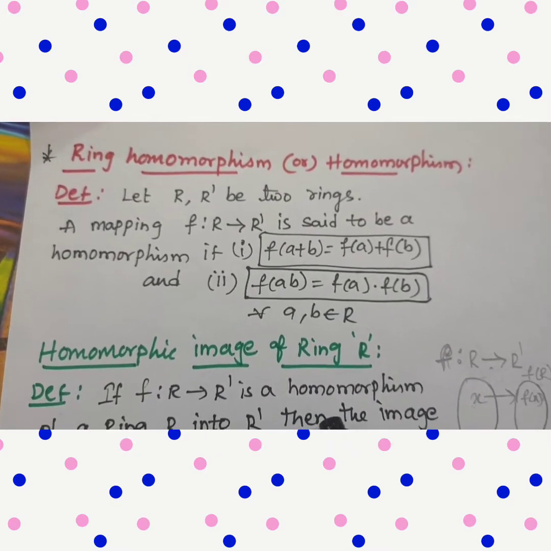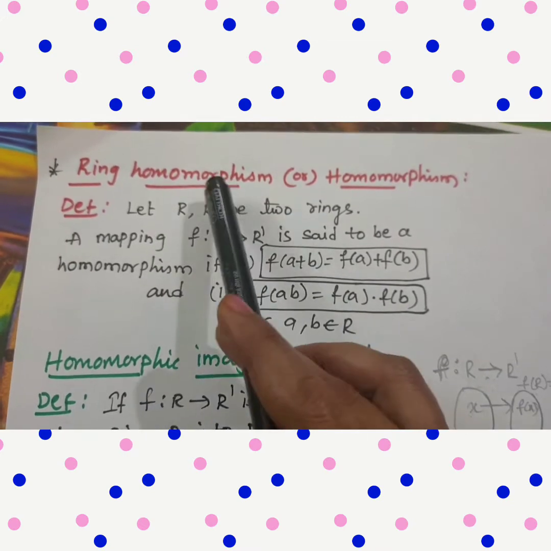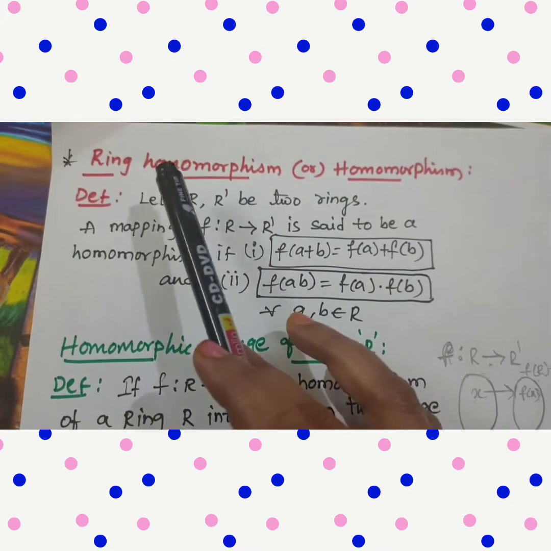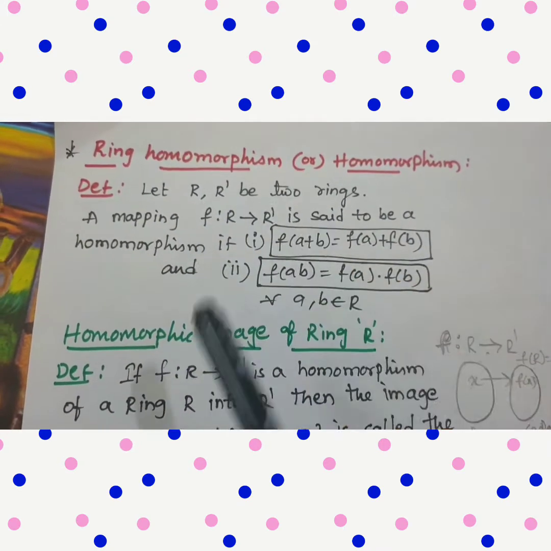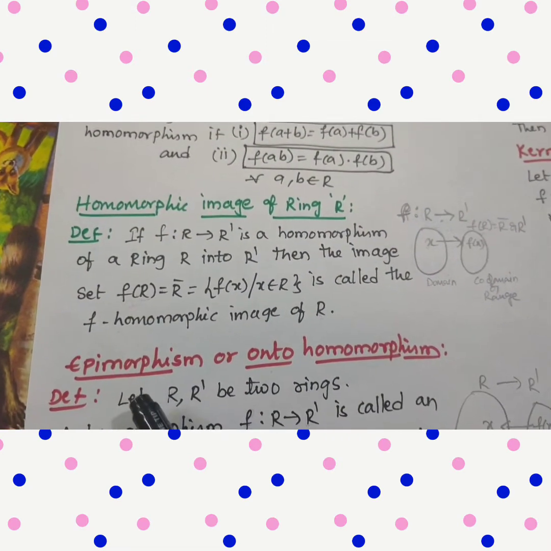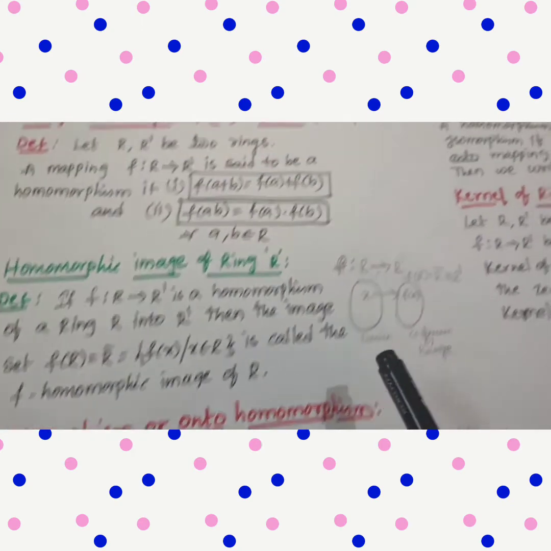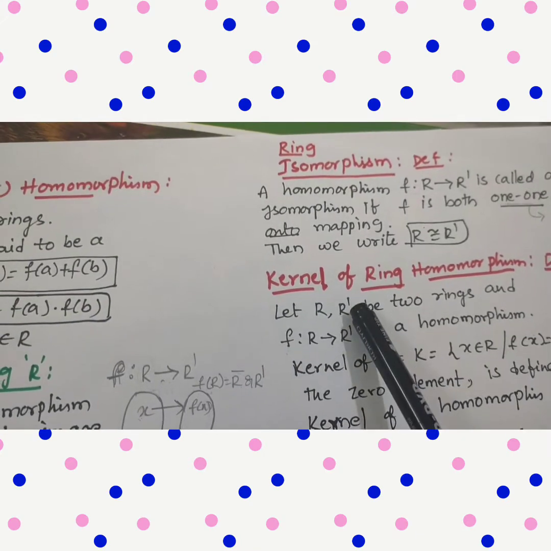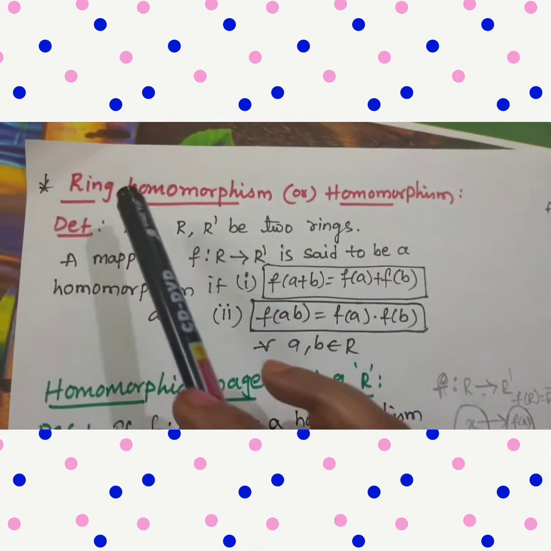So today we are going to discuss some basic definitions in ring homomorphism. So what are they? Here we are going to learn the definitions of homomorphism and homomorphic image of a ring R, what is epimorphism or onto homomorphism, what is an isomorphism, and what is the kernel of a ring homomorphism. First we'll look at the basic definition.